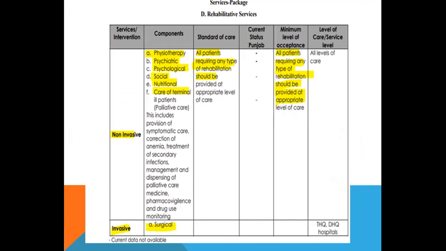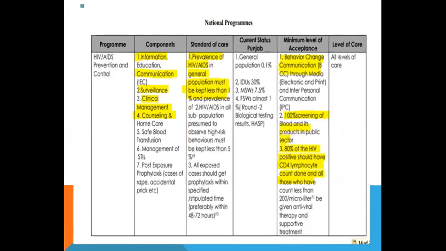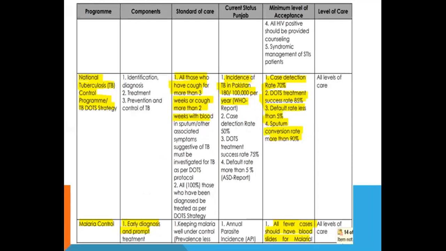Then come rehabilitative services under this package, which include non-invasive care, for example, prevention, symptomatic care, correction of anemia, and treatment of secondary infection. All patients requiring any type of rehabilitation should be provided care at the appropriate level. Then come invasive rehabilitative surgical treatment. Then come national programs, the HIV/AIDS control program. There should be behavior change communication through media, and 100% screening of blood and its products. 80% of HIV positive patients should have CD4 lymphocyte count done, and all those found less than 200 should be given antiviral therapy.